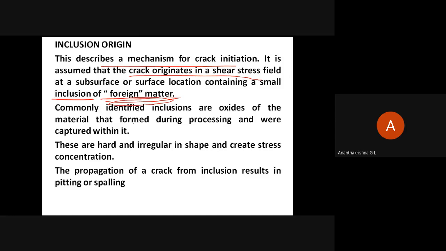Commonly identified inclusions are oxides of the material that are formed during processing and were captured within it. So if there's a presence of foreign matter within the component, it will become a reason for crack nucleation. These are hard and irregular in shape and create stress concentration. Propagation of crack from inclusion results in pitting, so that means we'll have small dots present on the surface. So this is about inclusion origin, that is inclusion of foreign matter.